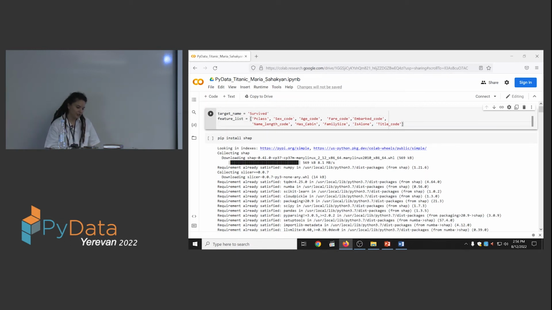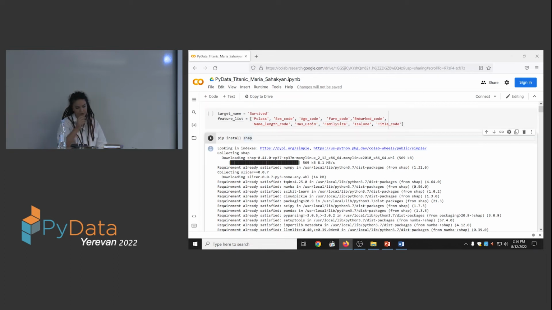So these are the features of the dataset that I explained. Now, how SHAP works: we just need to pip install it before we move forward.